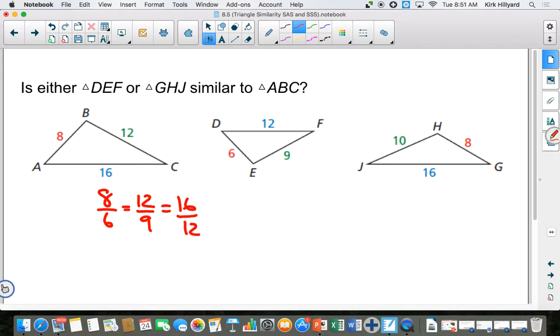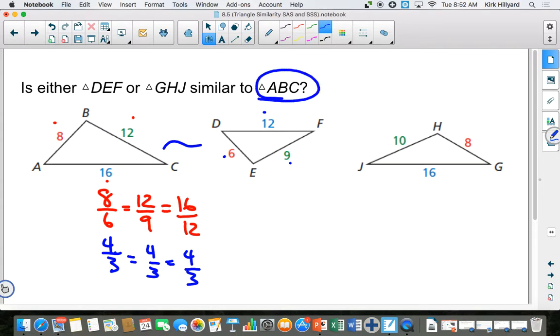And notice everything on top comes from this triangle right here, and everything on the bottom in the denominators comes from this triangle over here. When you simplify, these all simplify to 4/3. Those ratios simplify and they're equal, so these two triangles are similar. And we're trying to check which one is similar to ABC. So we can tell that this one is.